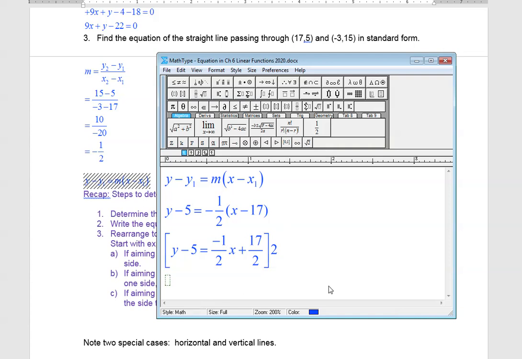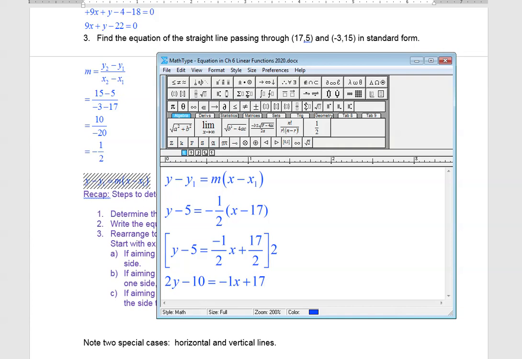So when we distribute it on the first side, we get 2y minus 10. When we distribute it on the second side, we get negative 1x, or just negative x, plus 17, because the 2 cancels out with the 2 in the denominator. So now we don't have any fractions to deal with. We can work on getting it into standard form.